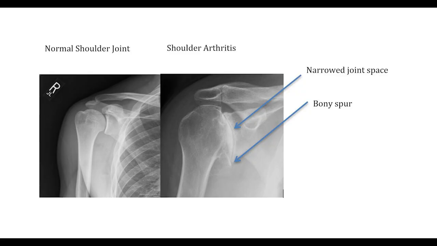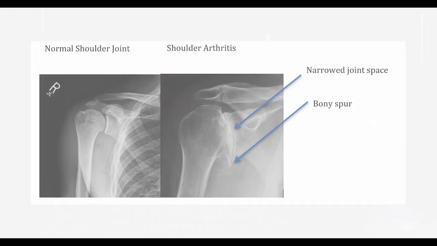On X-ray, what we will see in shoulder arthritis is that there is a loss of joint space between the head of the humerus, or the ball, and the glenoid, or the socket of the shoulder. A lot of the times these two bones will actually be touching each other and there will be no space, and the patient will have bone-on-bone arthritis.